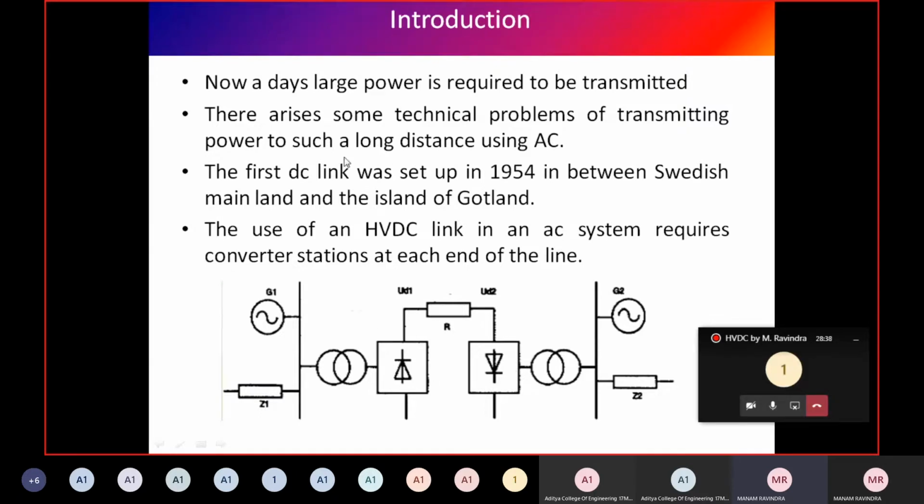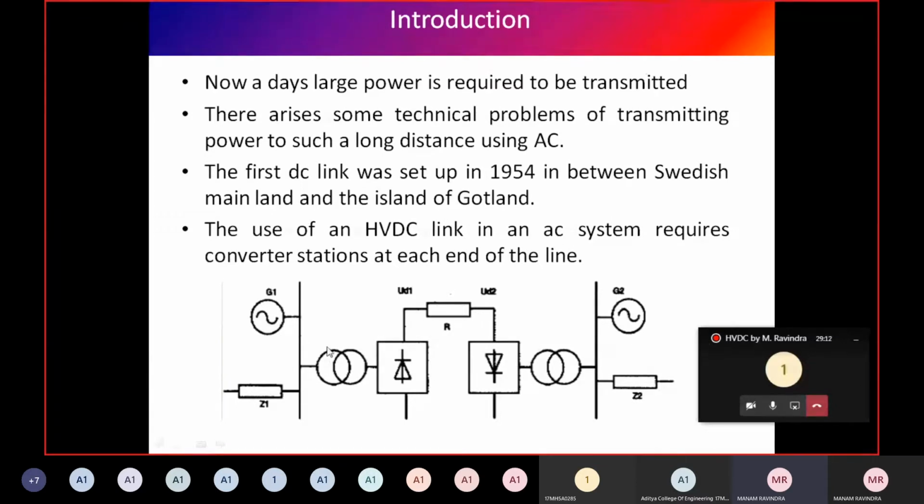Okay, here see why we are going for DC. There arise some technical problems of transmitting power to such long distance using AC. That is why DC links are introduced. The first DC link was set up in 1954 in between Swedish mainland and the island of Gotland. The use of an HVDC link in an AC system requires converter stations: at the first end, the rectifier station, and at another end, the inverter station.